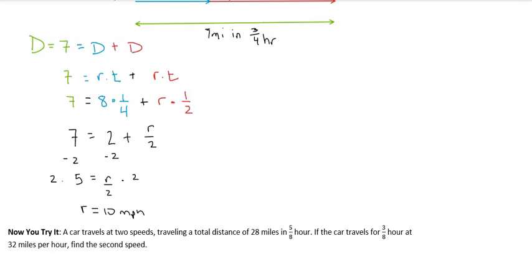Okay, so now it's time for you to give it a try. A car travels at 2 speeds, the total distance of 28 miles in 5/8 hours. So remember to draw a line just for the total distance. And then they traveled 3/8 of an hour at 32 miles per hour, and then we need to find the second speed. So pause the video and give that a try by yourself, and then I'll have the answer up here when you come back.